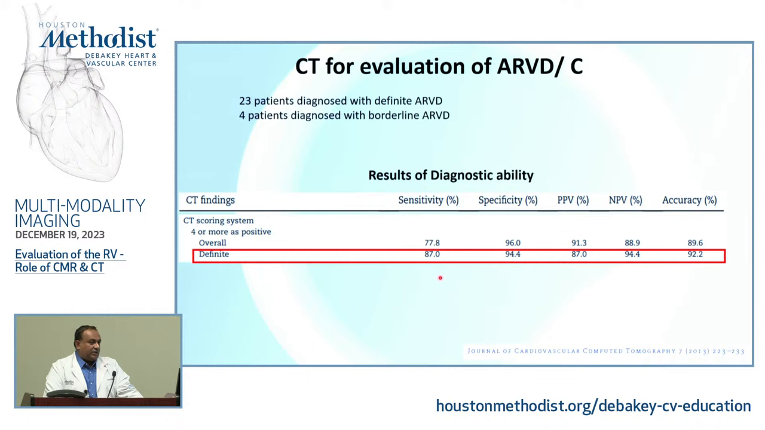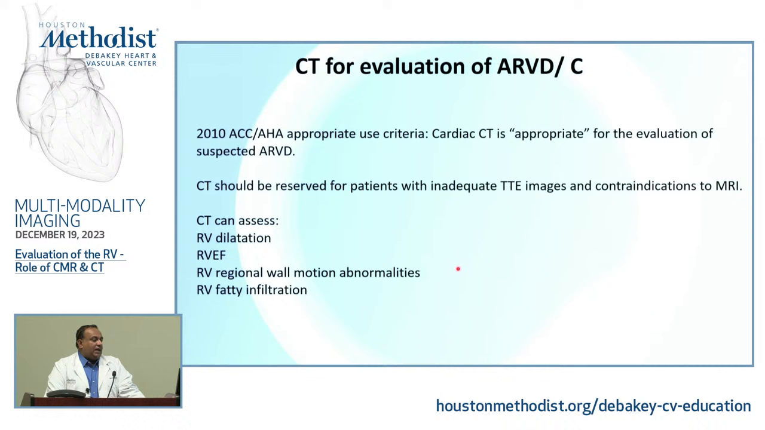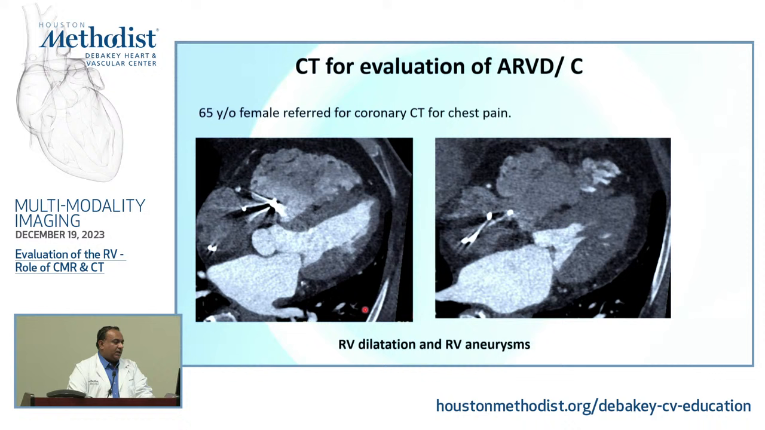The 2010 ACC/AHA appropriate use criteria mentioned that cardiac CT is appropriate for the evaluation of suspected ARVD, but they also mention it should be reserved for patients with inadequate echo images or contraindications to MRI. And all these different things that are in the imaging parameters of the criteria can be assessed with CT: RV dilatation, EF, wall motion abnormalities, and RV fatty infiltration.